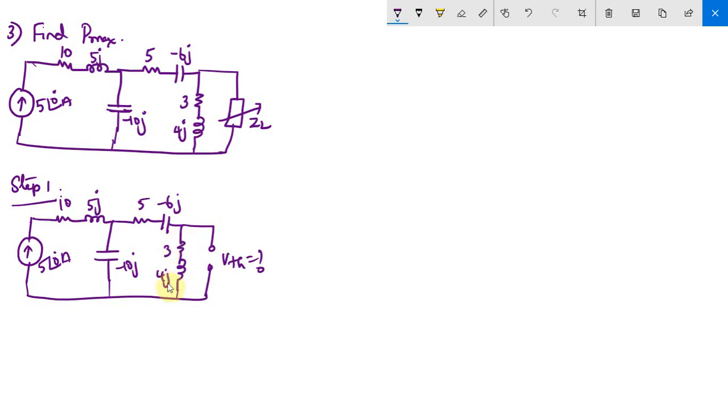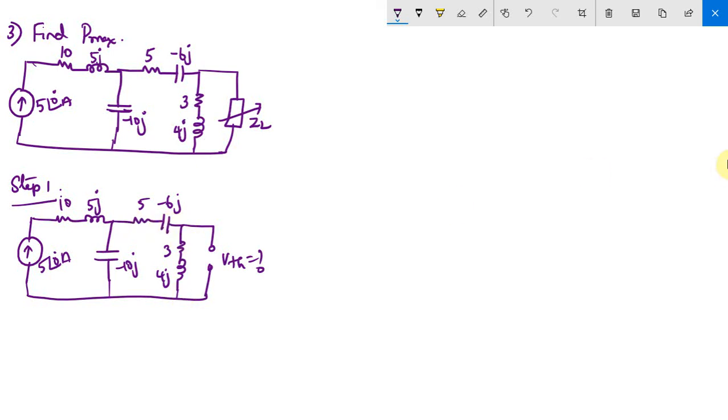So that current into this impedance 3 plus 4J will give the voltage VTH, right? Now if you check this 5 angle 0 degree current, we can apply the current division rule, because this 5 ampere is flowing towards this branch as well as the minus 10J branch. So we can apply current division rule over here to find the current flowing through this branch, right?